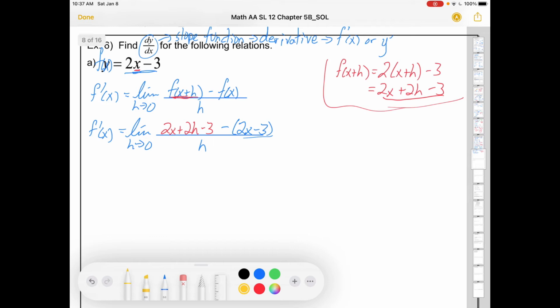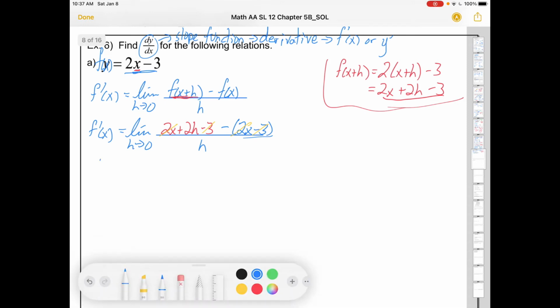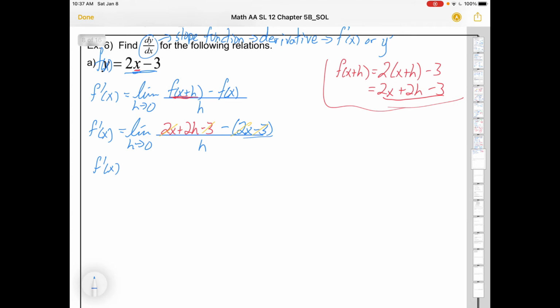Now let's see if there are any terms that are going to subtract off. 2x and the 2x here are going to go. Negative 3 and this negative 3, because you're subtracting negative 3, you're adding 3, they're going to go to 0. So f prime will be the limit as h goes to 0 of 2h over h. Or f prime is the limit as h goes to 0 of these divide out of 2. And as h goes to 0, 2 is just 2.